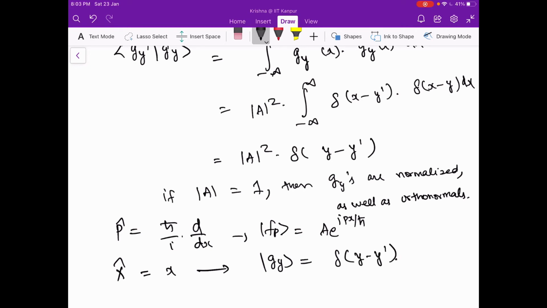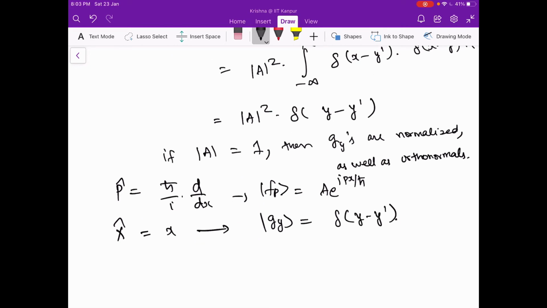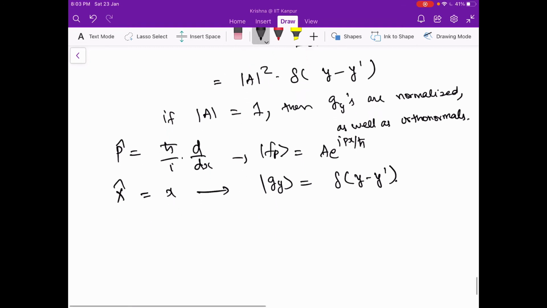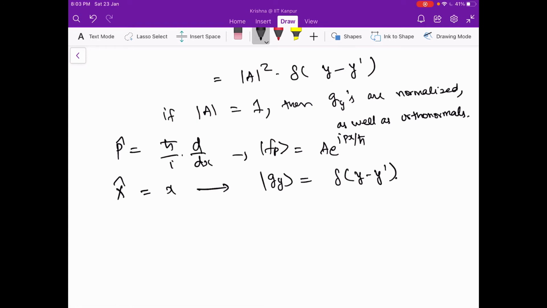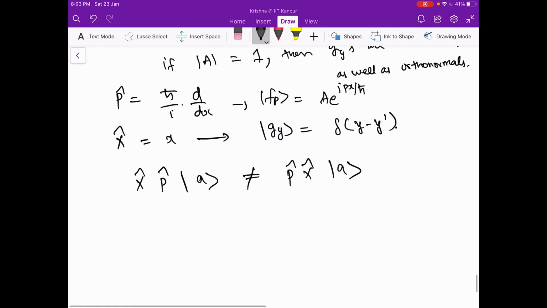And obviously we can see these deltas are orthonormal. Similarly, the sinusoids are orthonormal. And given these two operators, once again we can do our previously well studied operation of both the operators acting on a wave function. I'm writing x acting on p acting on A, which is obviously not the same as p acting on x acting on A, because we know that necessarily does not have to be the same. And we can define this as a commutator.